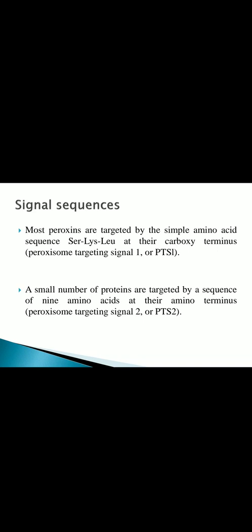It has been observed that there is another sequence at its amino terminus. This sequence is called peroxisome targeting signal 2. It includes 9 amino acids which are present at the amino terminus, and we call this PTS2. Both the signals are responsible for the protein translocation inside the cell.